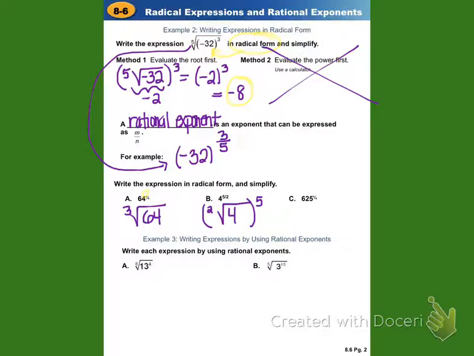Now you could also write it like this. You could write it as the square root of 4 to the 5th power, put the power underneath. That's fine too. So I want you to pause the video and you try C, write it in radical form. Remember, the powers are up high and the roots grow below.